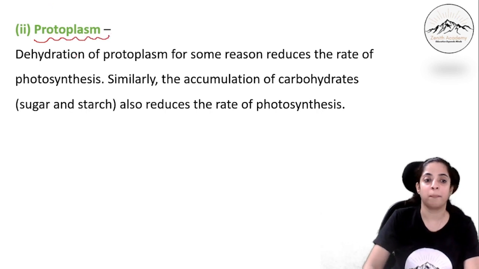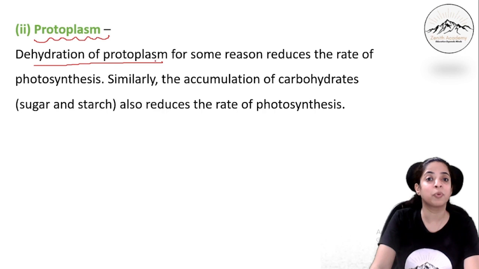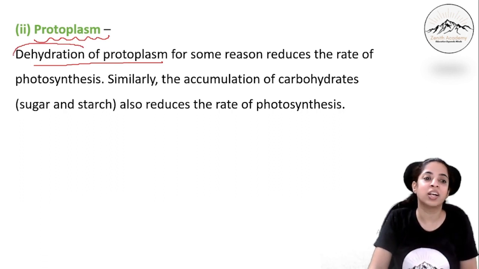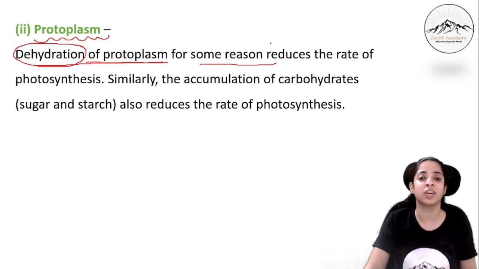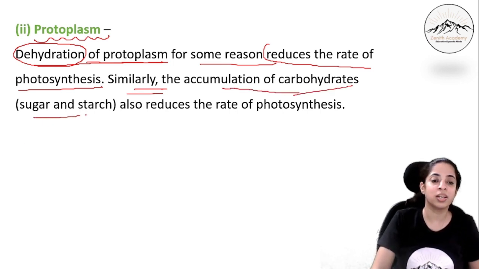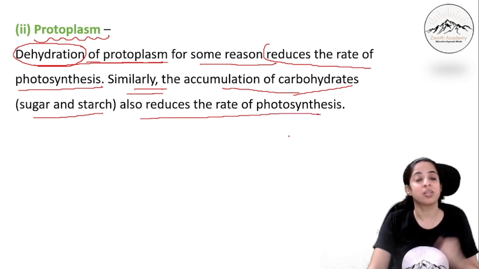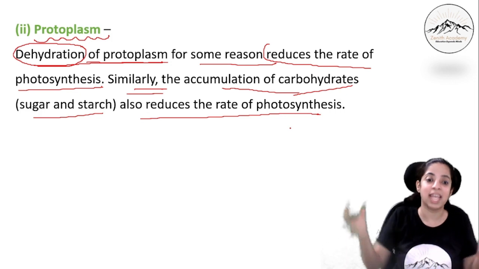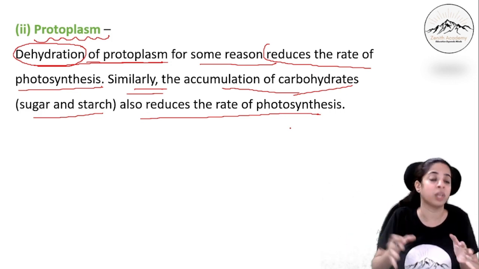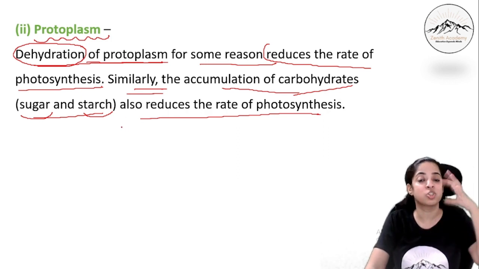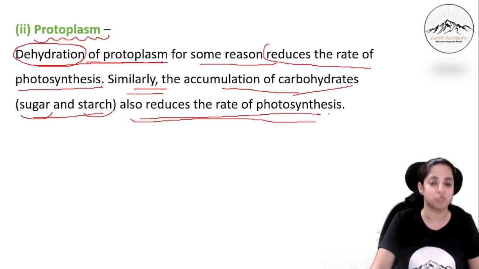Next is protoplasm. Dehydration of the protoplasm. What is protoplasm? Protoplasm is that fluid-like, jelly-like substance inside the cells. So if the water is lost, if the protoplasm has dehydrated for any reason, it reduces the rate of photosynthesis. Similarly, the accumulation of carbohydrates, that is sugar and starch, also reduces the rate of photosynthesis. Now suppose the plant has produced excess food, so a lot of carbohydrate is accumulated in the protoplasm. Okay, if a lot of carbohydrate has accumulated, or even if it is converted into sugar and starch and stored in excess, then also the rate of photosynthesis is reduced. I hope this is clear to you.